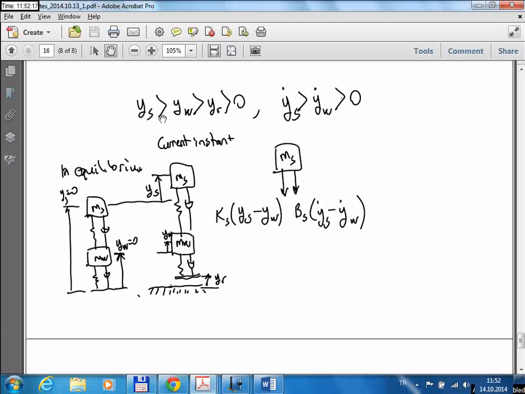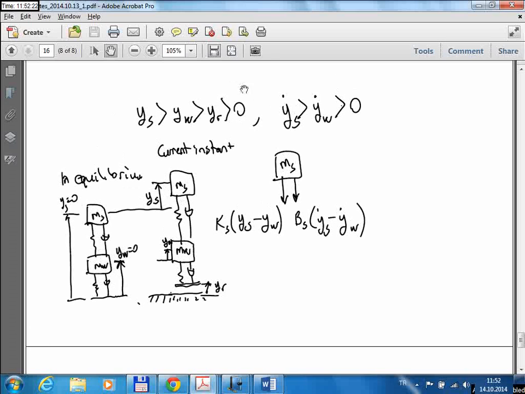I say that Ys, Yw, and Yr are all positive, and they follow this inequality. Ys is the greatest one, Yw is the second greatest, and Yr is the third one, which means all the springs are in extension. Okay, so Ys is the amount the car body has moved upwards, and Yw is the amount the wheel has moved upwards. But since Ys is greater, the spring here is in extension. Similarly the spring here is in extension as well. Also, that's the important thing, because knowing which way the springs are deflected will allow me to write the directions of the spring forces correctly.